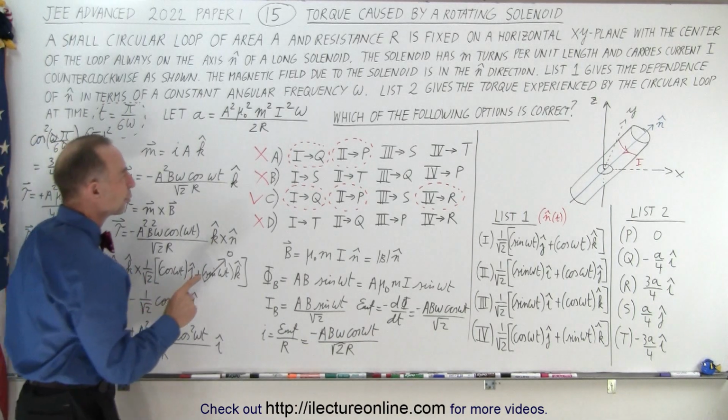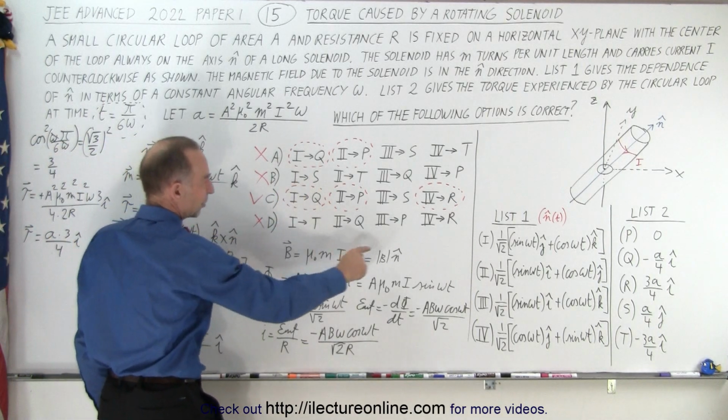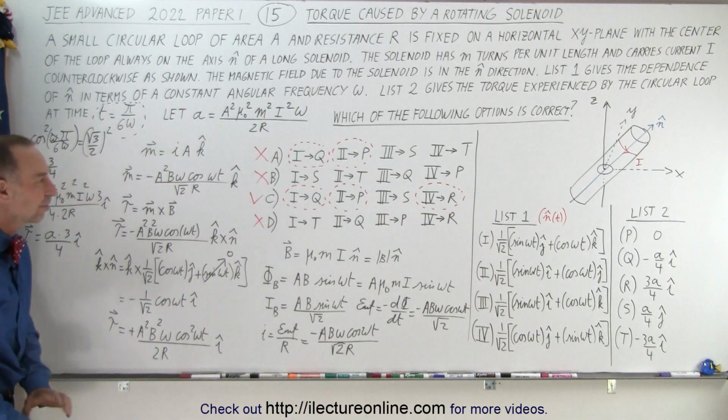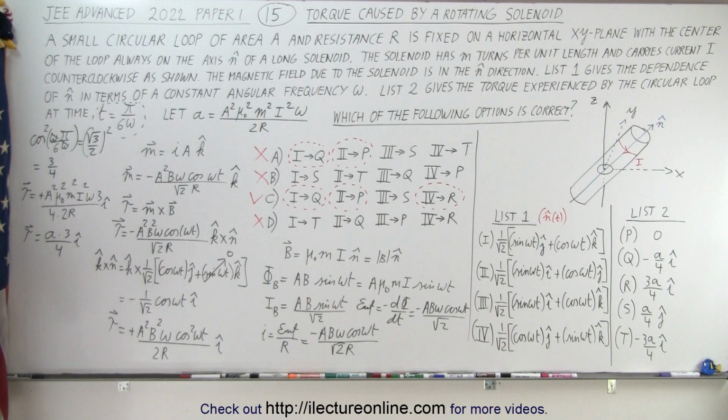And in this case, we had to do it twice. We had to do it for the first expression and for the fourth expression, and realizing that the second expression we get is 0 for the answer. And that is how it's done.